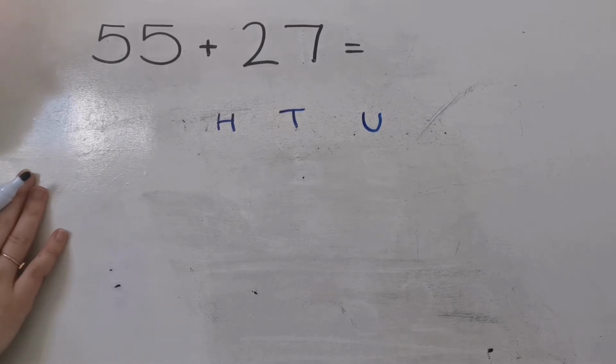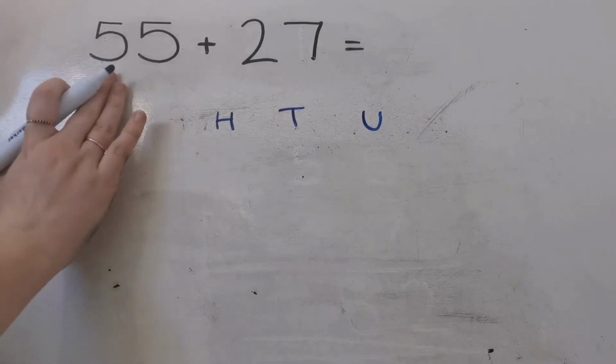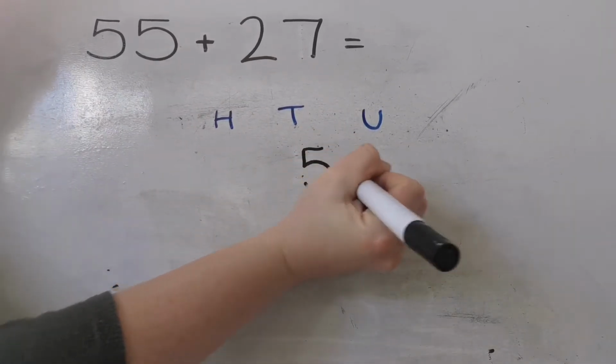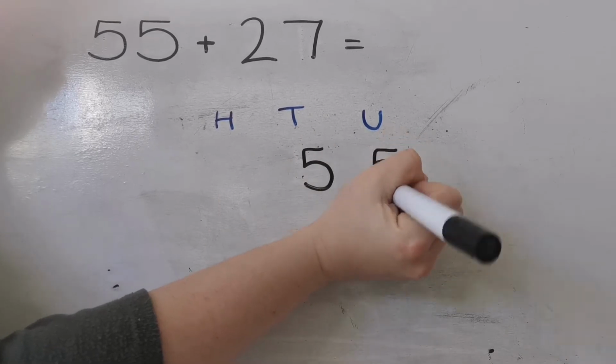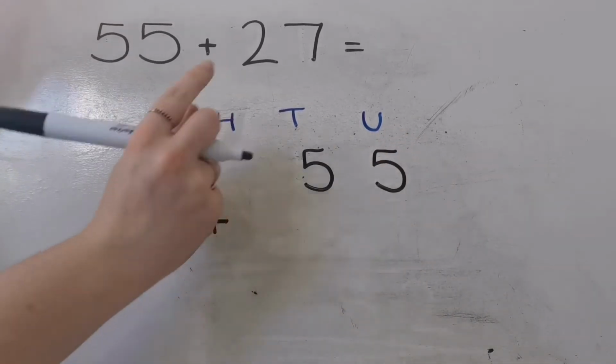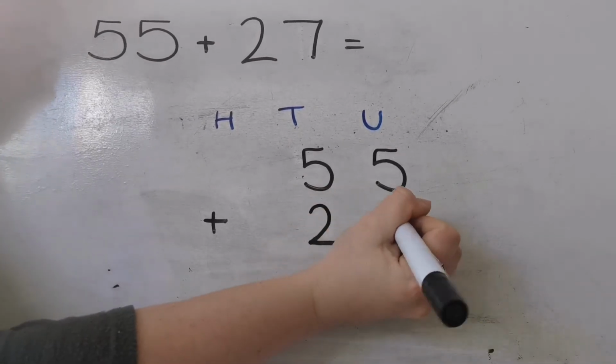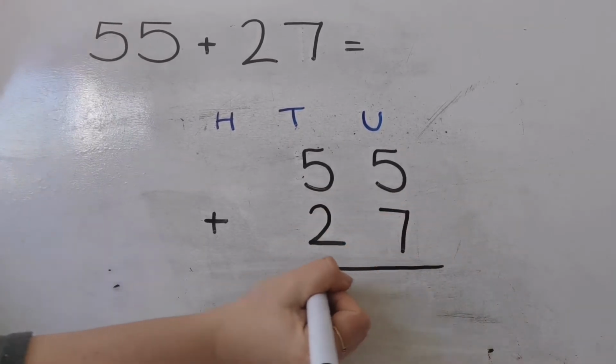So we're going to start in exactly the same way, making sure that we line up our digits with their correct place value. So we've got 55, 5 tens and 5 ones, add 27, so 2 tens and 7 units.